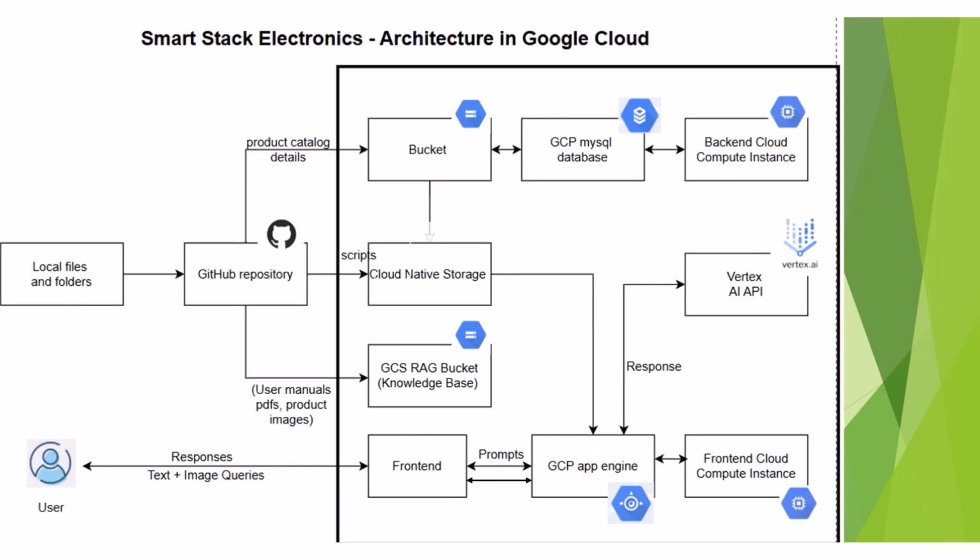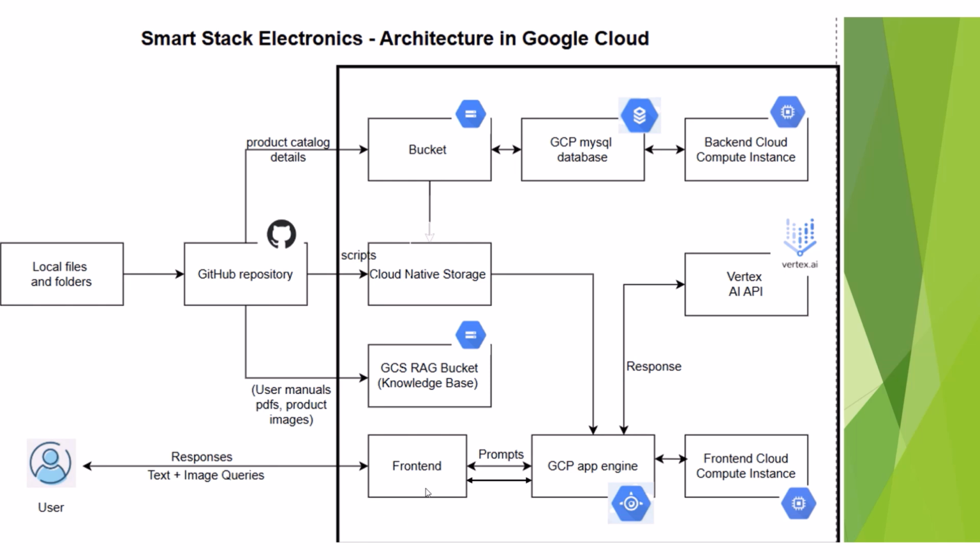This is the architecture that we have implemented in our project solution. All the source code and other such documents are stored on the local first and pushed to a GitHub repository. From there, the code and scripts are uploaded to cloud native storage, product catalog and other such details to a Google Cloud bucket, and the GCS RAG bucket, which is the knowledge base, stores user manuals, PDFs, and other such documents and images. From the cloud native storage, all scripts are sent to the Google Cloud App Engine, and this is where it gets interesting.